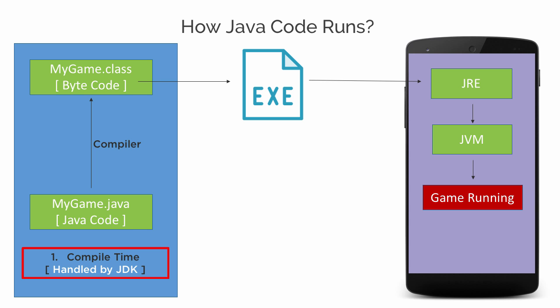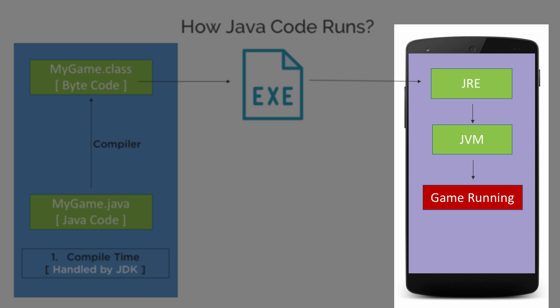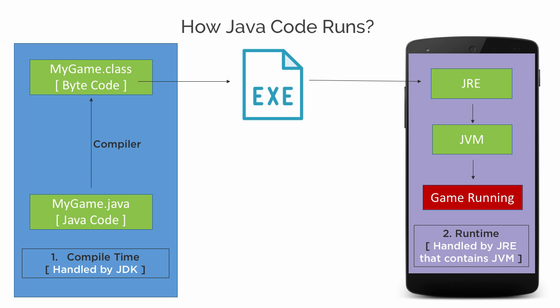Now why are we using the JDK here? Just because the compiler is actually a part of the JDK. And on the right hand side, whatever process we can see here, that is the running of the file with the help of the JRE and JVM, is actually known as the runtime. So the runtime phase is handled by the JRE that contains the JVM. Overall, everything is divided into two phases, that is the compile time and the runtime.